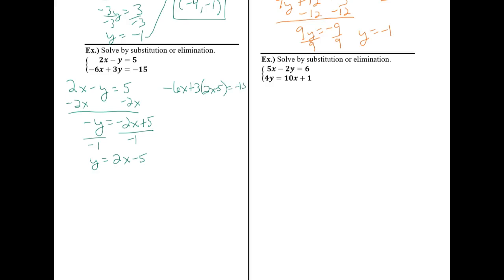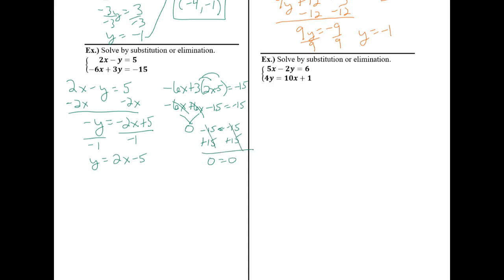equals negative 15. I distribute: negative 6x plus 6x minus 15, 3 times 2x, 3 times negative 5, equals negative 15. Combine my like terms, negative 6x plus 6x, that's actually 0. Those have eliminated. And now I'm just left with negative 15 equals negative 15. Or I could even go one step further and add 15 to both sides and get 0 equals 0.